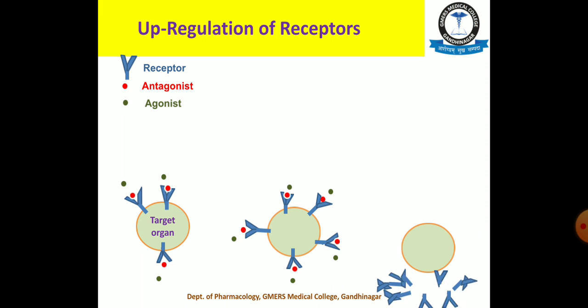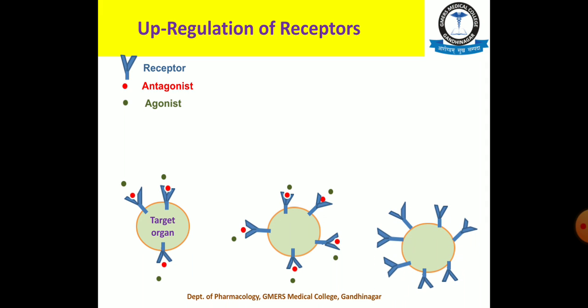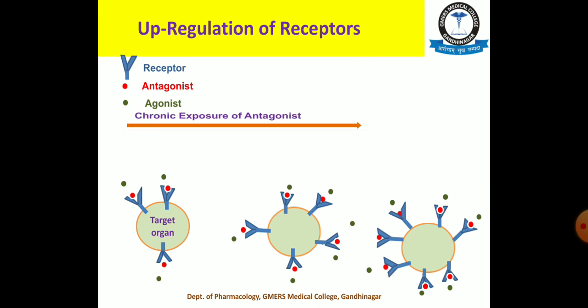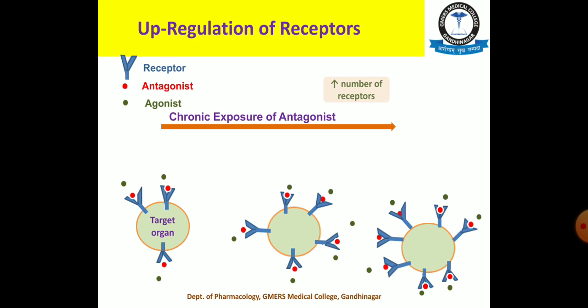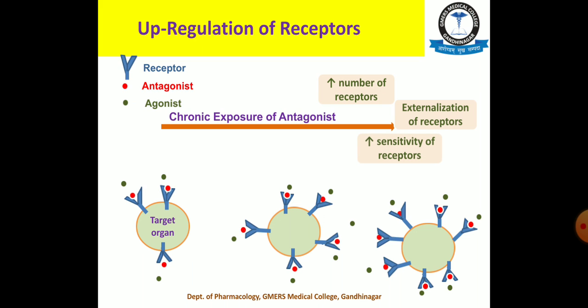Now even if you still increase the use of the antagonist, so if you use the antagonist over a period of time, you can see that the receptor numbers increase, externalization of the receptor will be there, and increased sensitivity of the receptor will be there. So in short, chronic exposure to the antagonist will lead to an increase in the number of the receptors, externalization of the receptors, and increased sensitivity of the receptors.